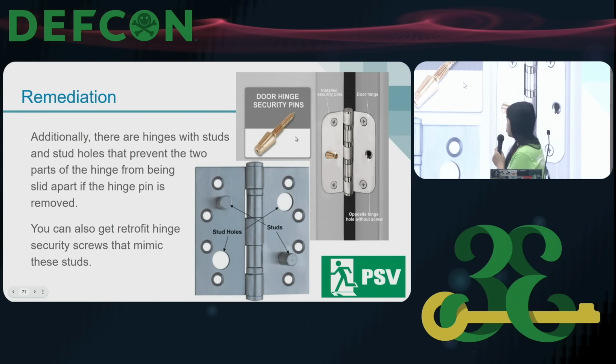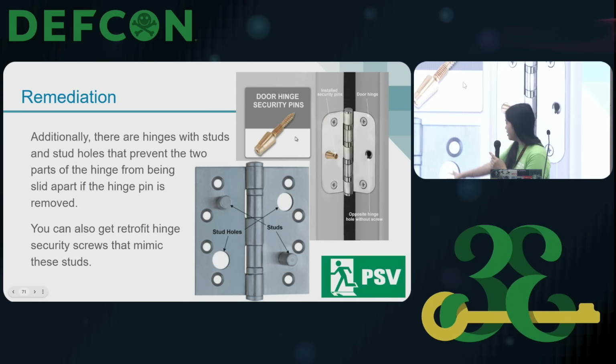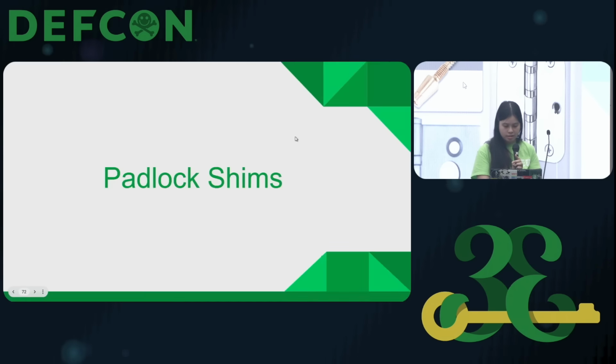Another method is what are called stud hinges. You can see down here a really nice example of a stud hinge where there's little jut outs on that hinge that fit into these holes and then allow them to fit very nicely in each other, and then you can't move the door out of the way even if you pull the hinge pin out. They also have little retrofits. You can see over here that can do a similar thing that mimic these stud hinges.